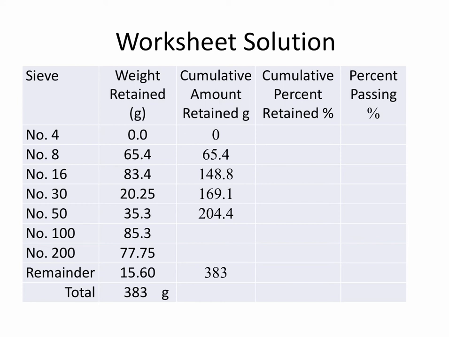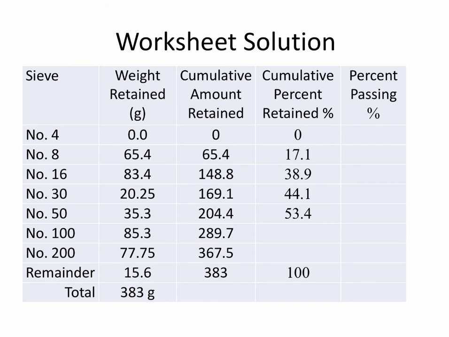What we have for the 30 is just the summation of everything above it. What's for the 50 is the summation. So go ahead, pause the video really quickly and figure out the numbers for the number 100 and 200. And when you have those, join the video again.